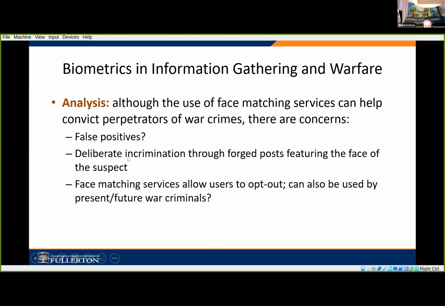Also, there could be framing attempts by, for example, somebody trying to frame a Russian soldier by planting fake media posts on the internet where they allegedly participate in war crimes, in hopes that they get captured and then their face be matched against the fake photographs. Finally, the face matching services allow users to opt out. Basically, you can tell a service like Clearview AI, please don't include my face in the matching. As a result, war criminals may potentially use that option to opt out. It is not clear whether they're able to do that or not, but based on what is described, it sounds like they should be.